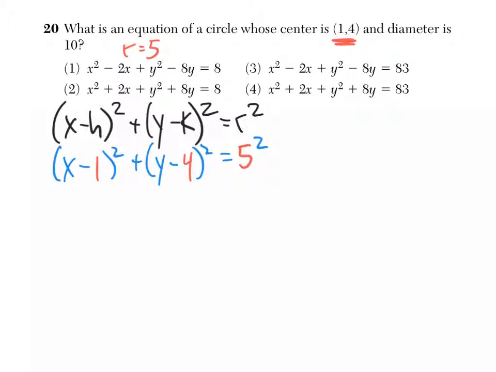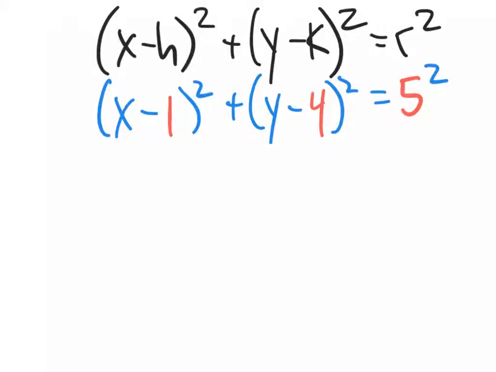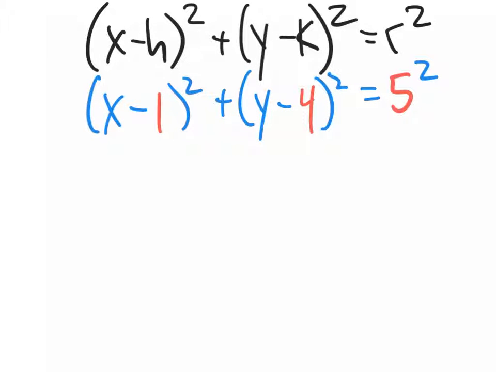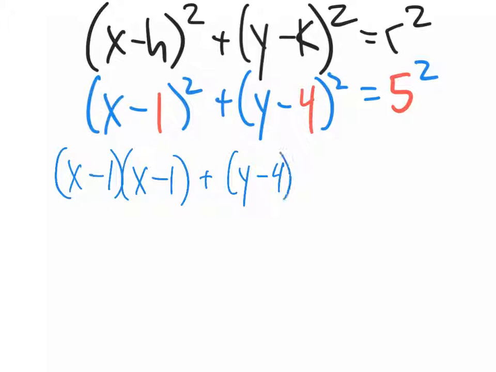So here's what we need to do. We're going to be rewriting this. So it's (x minus 1) times (x minus 1), right? It's (x minus 1) squared plus (y minus 4) squared. So it's (y minus 4) times (y minus 4) equals 5 squared, of course, which is 25. That makes sense. We're not done yet.